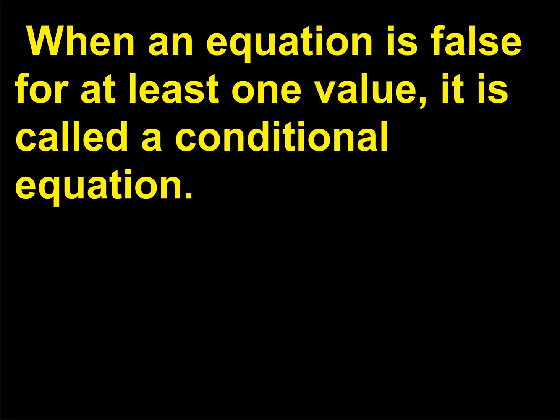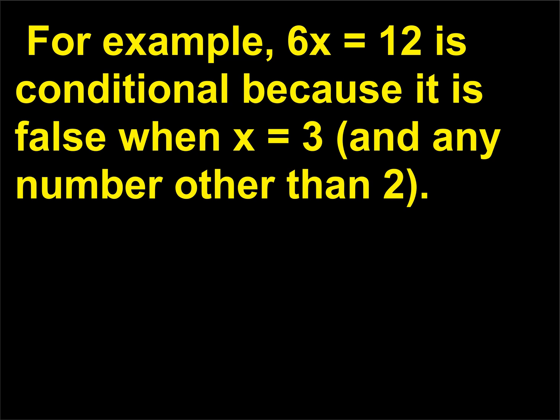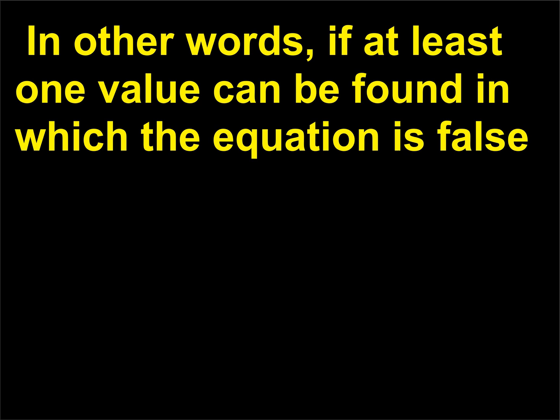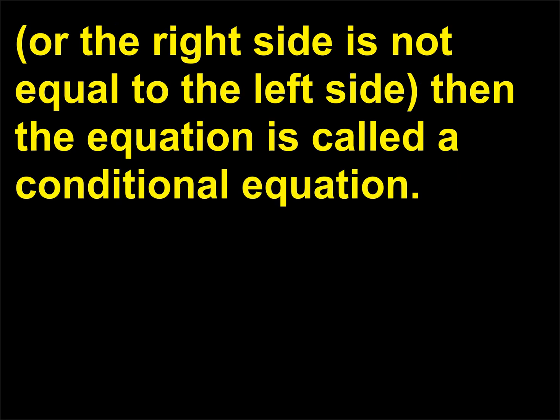When an equation is false for at least one value, it is called a conditional equation. For example, 6x equals 12 is conditional because it is false when x equals 3, and any number other than 2. In other words, if at least one value can be found in which the equation is false, or the right side is not equal to the left side, then the equation is called a conditional equation.